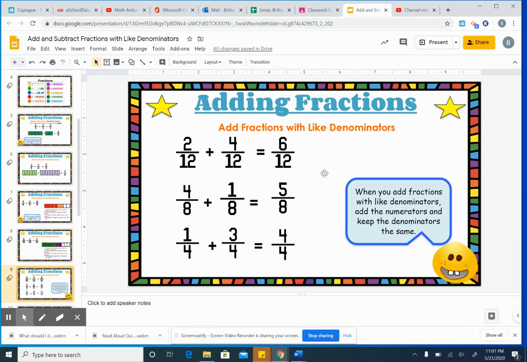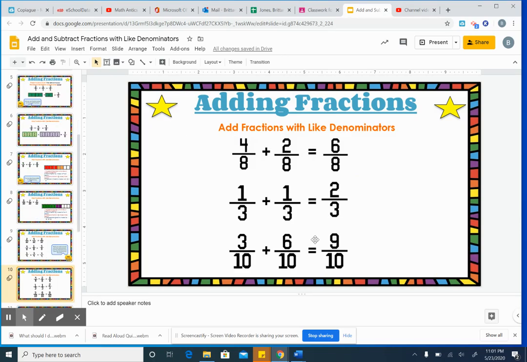This is just another slide reviewing how to add with fractions that have like denominators. Once you see those denominators in the bottom that are the same, you're just adding the number on the top. That's it. So here, 2 plus 4 is 6, 4 plus 1 is 5, and 1 plus 3 is 4. The bottom number stays the same. More examples.